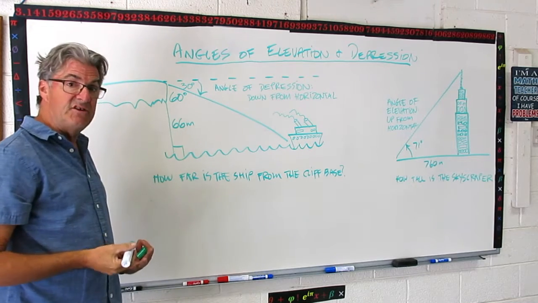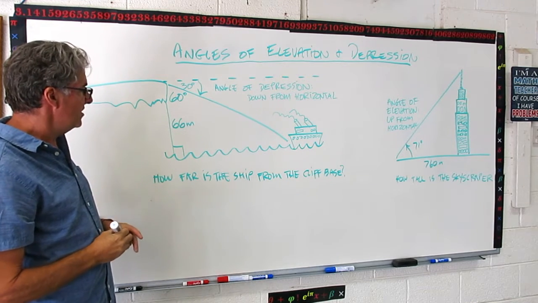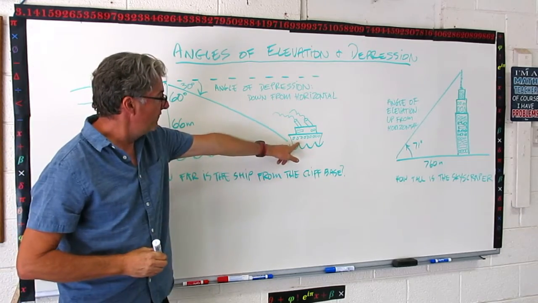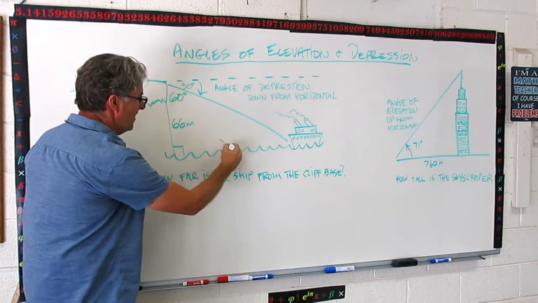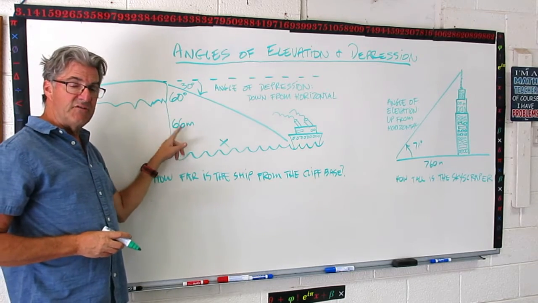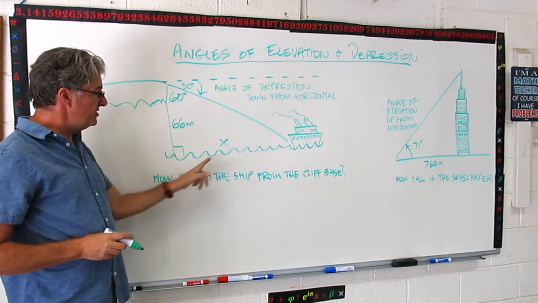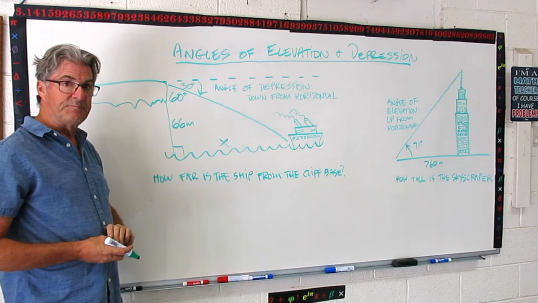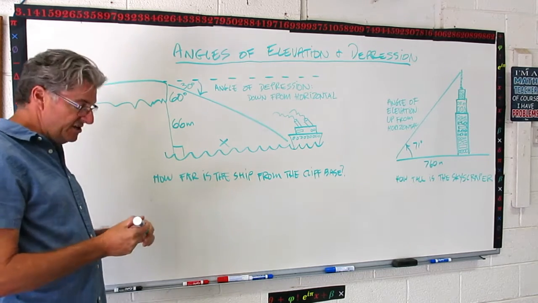So now I'm all set to use SOHCAHTOA trigonometry to find the distance from the ship to the base of the cliff. I'm going to mark that X. We know this angle and we know this side. So if you haven't solved it already, pause the video and see if you can find X. Okay, let's see how you did.